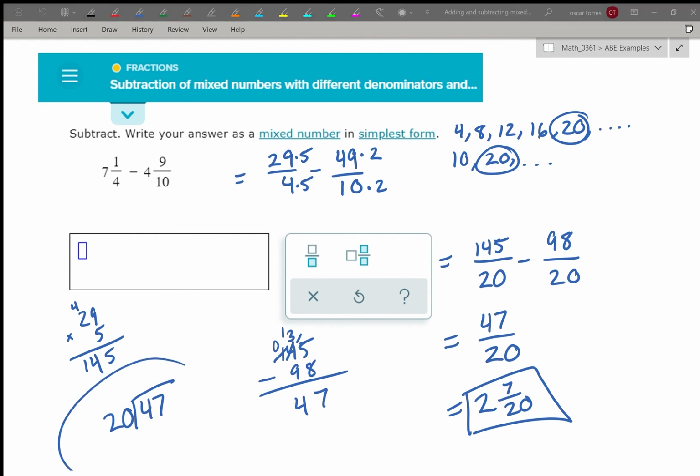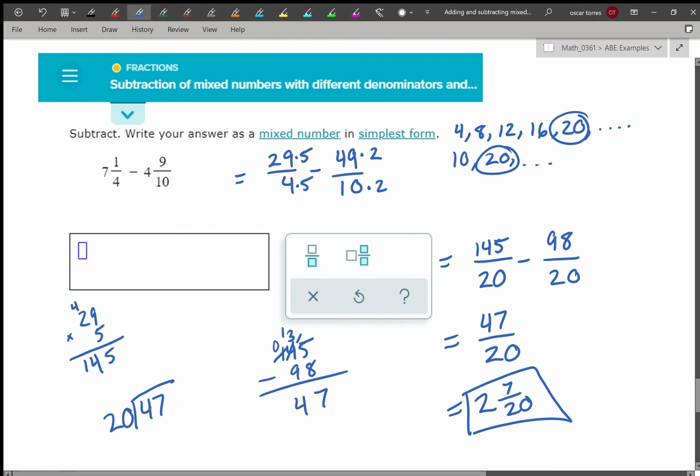If you did it this way over here with the division, 20 goes into 47 twice. So 20 times 2 gives you 40. And if you subtract them, you end up with a remainder of 7, which is why my fraction had this 7 in the numerator.